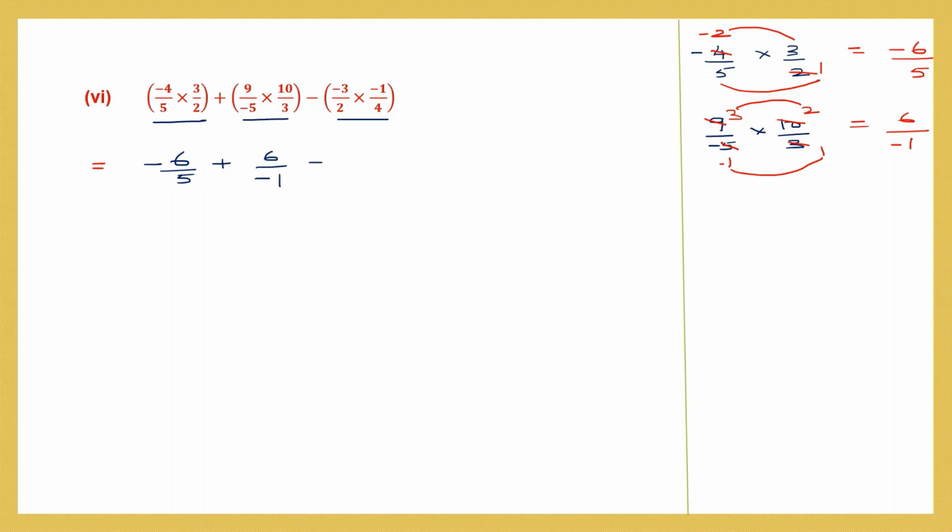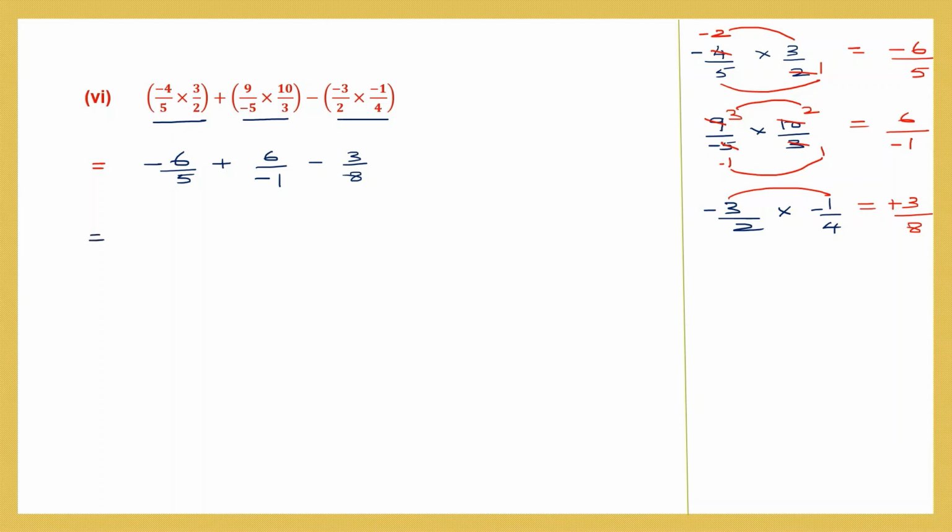Now let's go to the last one. Here we have minus 3 by 2 into minus 1 by 4. So here, is there anything we can cancel? Now here, since we have nothing to cancel, we'll multiply the numerators and multiply the denominators. So minus 3 into minus 1. Minus into minus is plus. 3 ones are 3. And in the denominator, we have 2 into 4. 2 fours are 8. So we have 3 by 8. So this is minus, and we write 3 by 8 here. So now we have all our fractions.